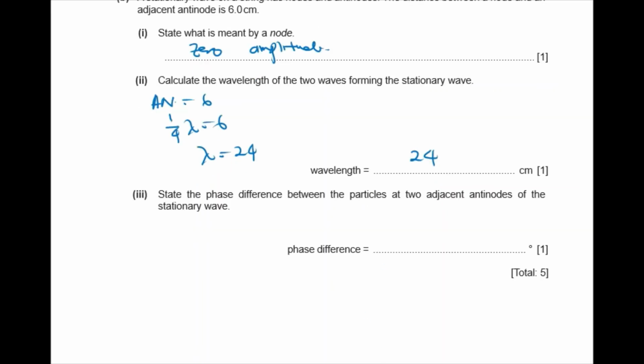B3. State the phase difference between the particles at two adjacent antinodes of the stationary wave. So here if we draw, this is antinode, node and antinode. So two adjacent antinodes, you have one node in the middle, so the phase difference is 180 degrees.